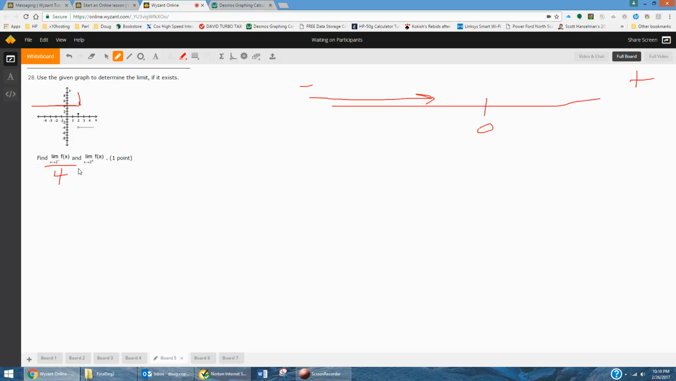The limit from the right of 2 means I'm coming in this way. And as I get close to 2 but not equal to 2, just getting closer and closer, I'm getting closer and closer to the y value of that point, that open circle, which is 1, 2, 3, 4, negative 4. Okay? Those are your answers. Determine the limit if it exists. Okay, there's two answers to that problem.